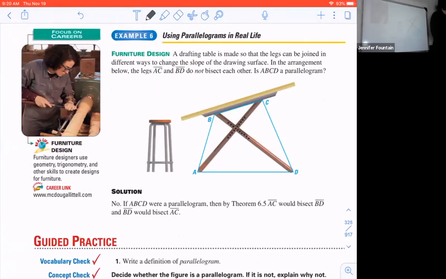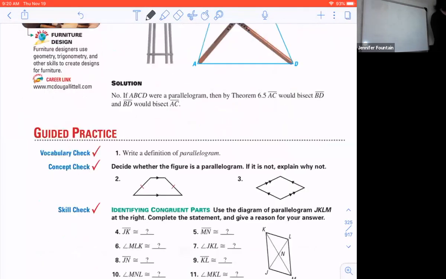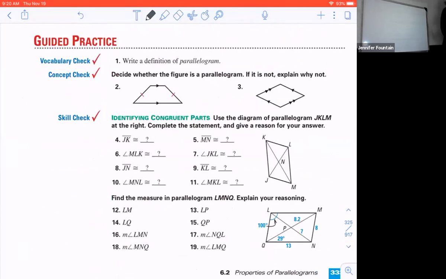You can see where we've got just in furniture design, using parallelograms in real life, that, you know, looking at the slope of a table, you could calculate that. So you can see how the base is made into a parallelogram, which is broken into triangles, which gives us the slope. All right, so there's the bell for break. When we come back, we'll go through the guided practice and look at the next section.